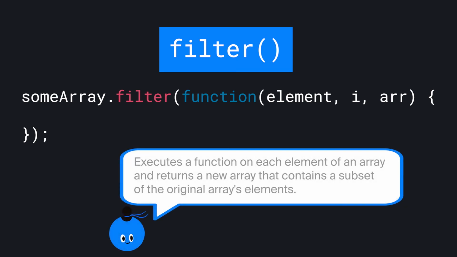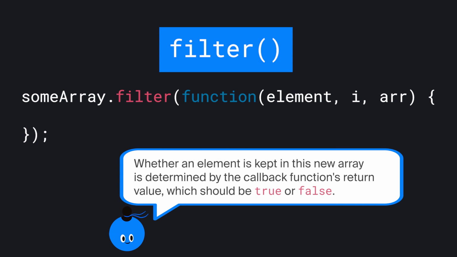Last, we have the filter method. Again, the filter method executes a function on each element of an array and also returns a new array, this one containing a subset of the original array's elements. Whether an element is kept in this new array or not is determined by the callback function's return value, which should be either true or false.